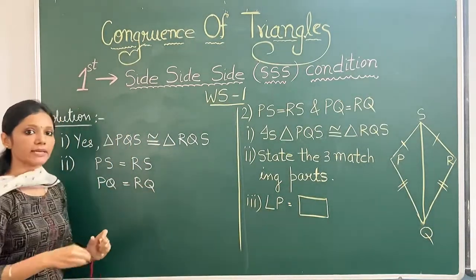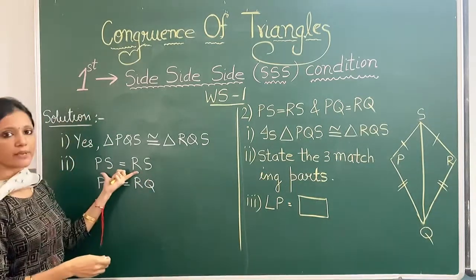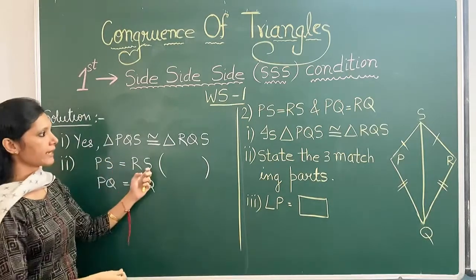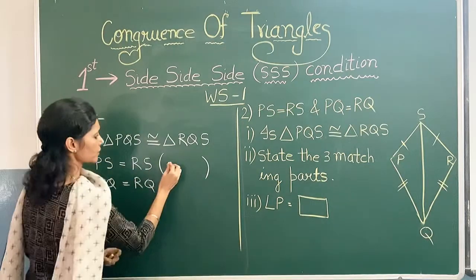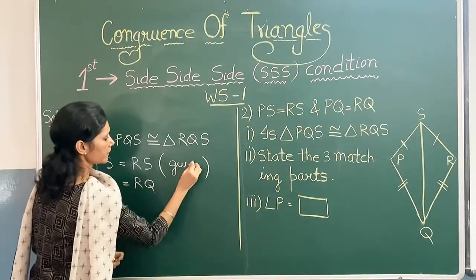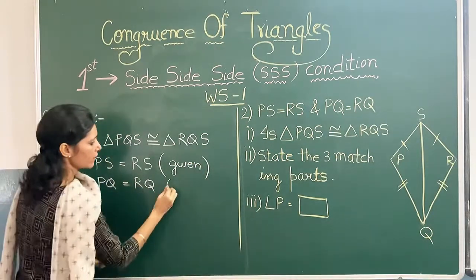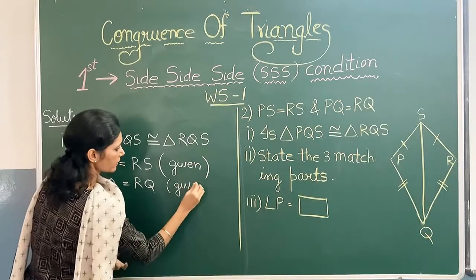One more thing, when you are writing the matching pairs, you have to give the reason also. Why is PS equal to RS? Because it is given in the question. So we will say given. Similarly, why is PQ equal to RQ? Because it is given in the question.